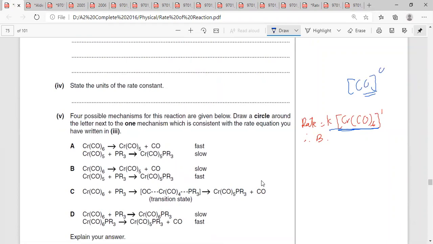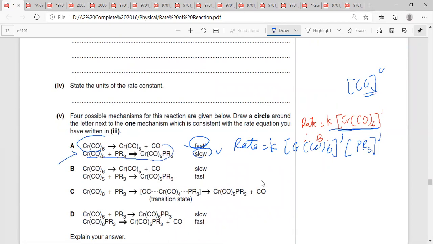This step is true, but it's fast. This one is slow. If this is correct, the rate is equal to k [Cr(CO)6] power 1 [PR3] power 1, because it's the slow step. This becomes the elementary step and the rate determining step, so these two will control the rate. But that's wrong. The rate determining step involves just your chromium hexacarbonyl and does not depend on your PR3.